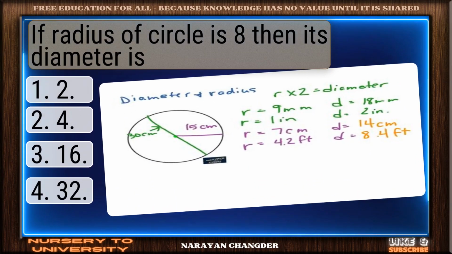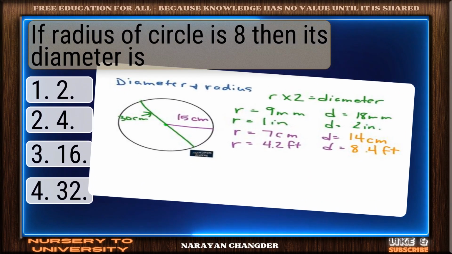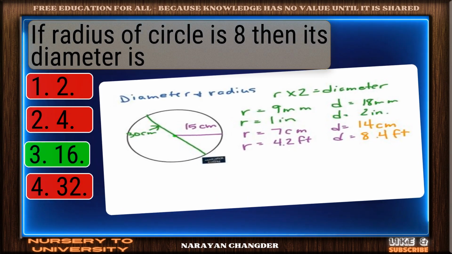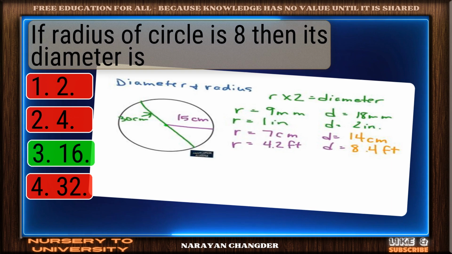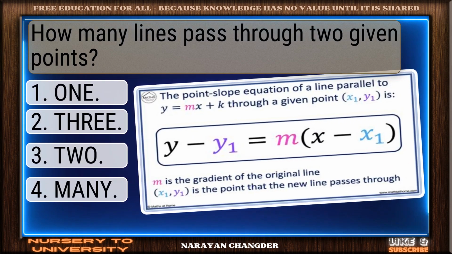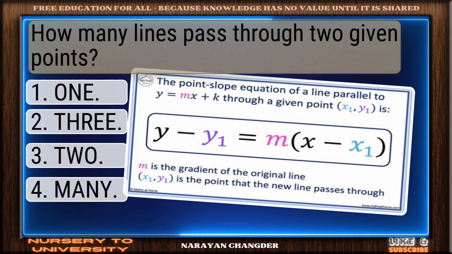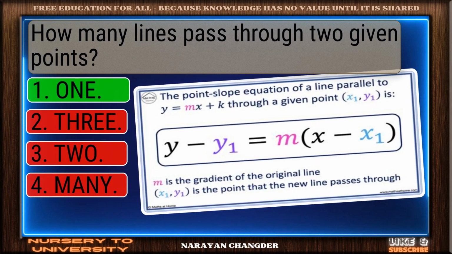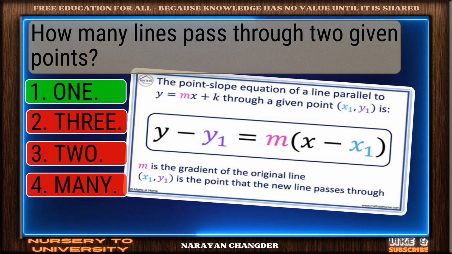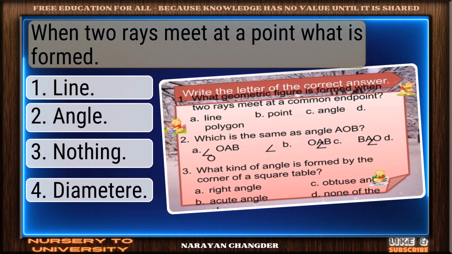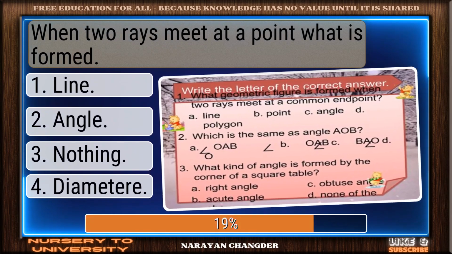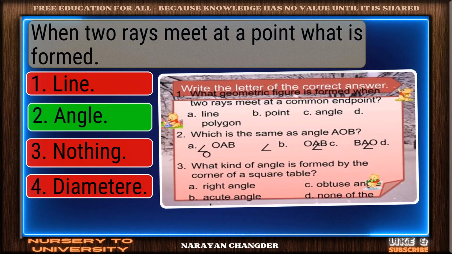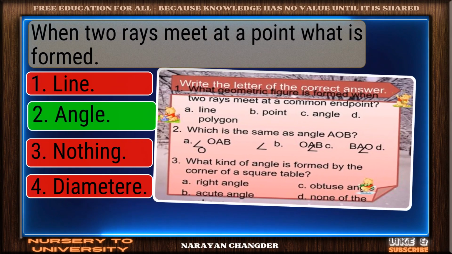If the radius of a circle is 8, then its diameter is? Solid response. 16 is a valid choice. How many lines pass through 2 given points? Good thinking. 1 is the right answer. When 2 rays meet at a point, what is formed? Well done. Angle is the right choice.